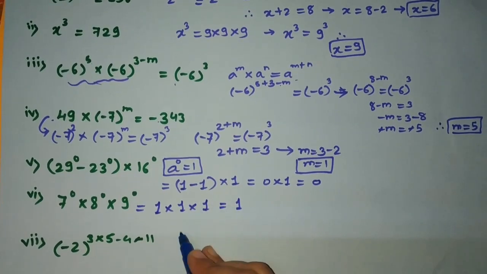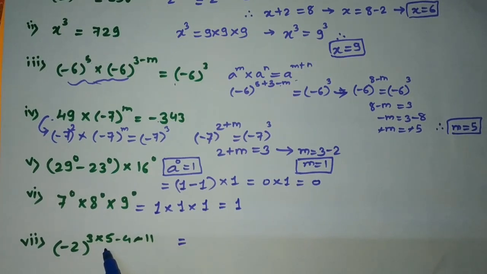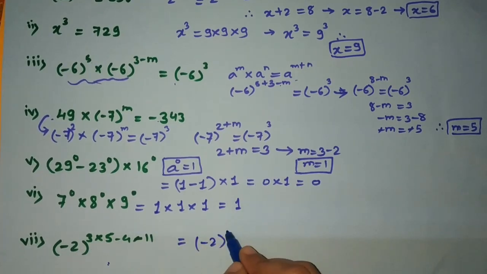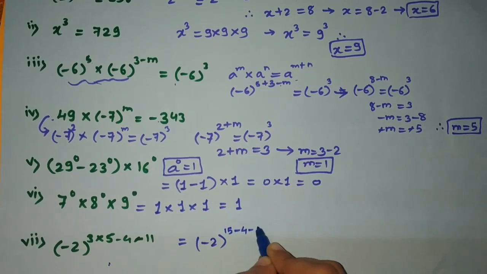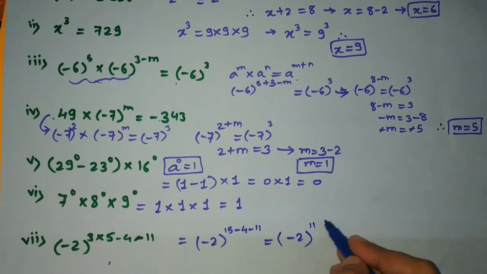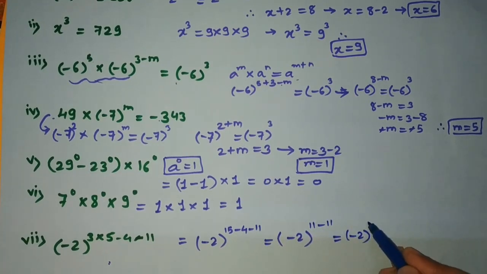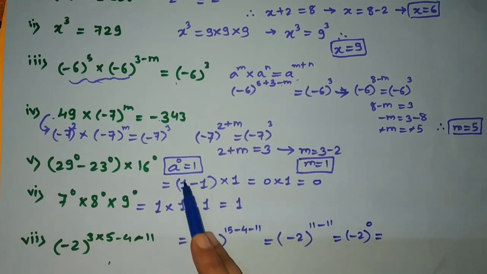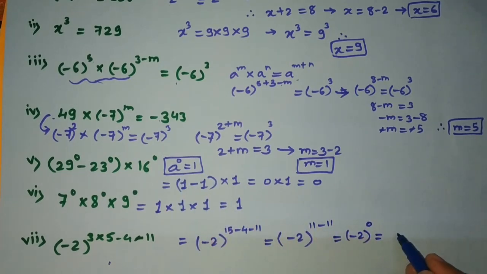So now the next question here: (-2) to the power (3 into 5 minus 4 minus 11). So first we'll do 3 fives, that is 15 minus 4 minus 11. Let's perform subtraction from the left hand side. 15 minus 4 is 11, minus 11. So 11 minus 11 again reaches 0. And as we know the zero exponent, (-2) to the power 0 is 1.